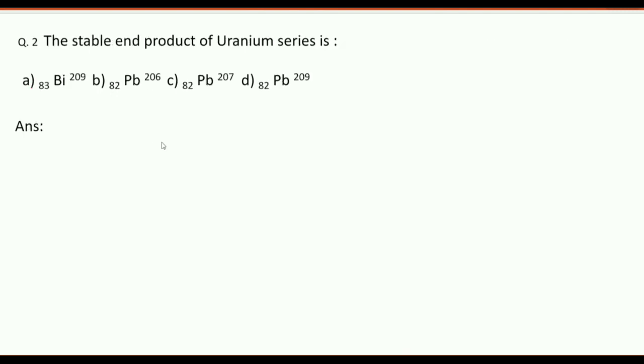Now the second question: the stable end product of the uranium series is bismuth 209, lead 206, lead 207, or lead 209. So what is the uranium series? The uranium series is a radioactive decay in which the chain consists of unstable heavy atomic nuclei that decay through a sequence of alpha and beta decay until a stable nucleus is achieved. So it's just a radioactive decay.